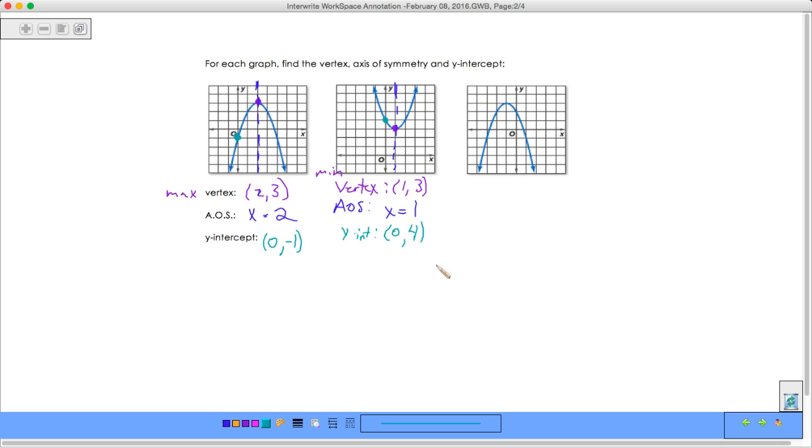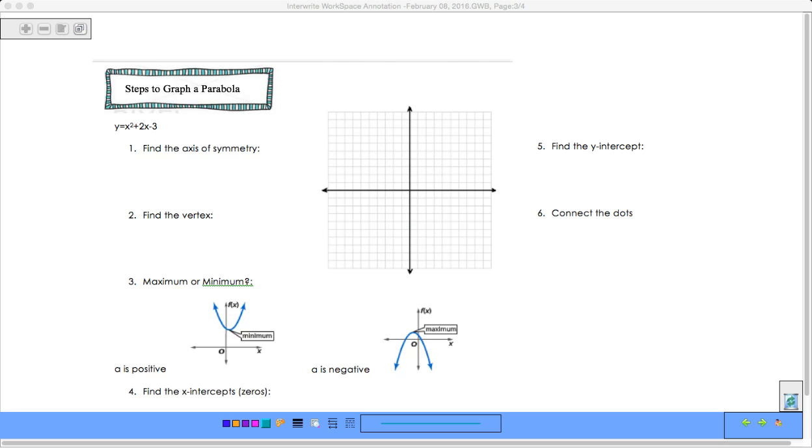Alright. So now you see if you can label all 3 in this picture right here. And we will check it together next time. When you're ready to move on, we're moving on to steps to graphing a parabola. So how do we graph this thing?